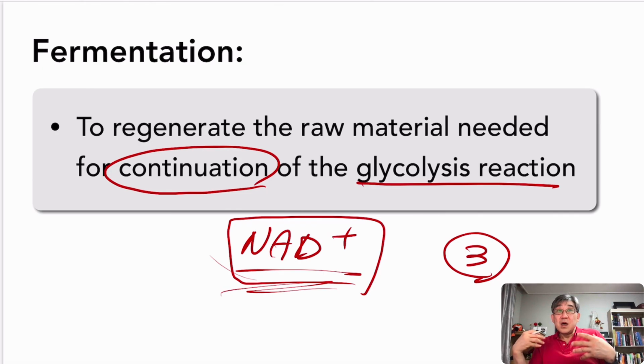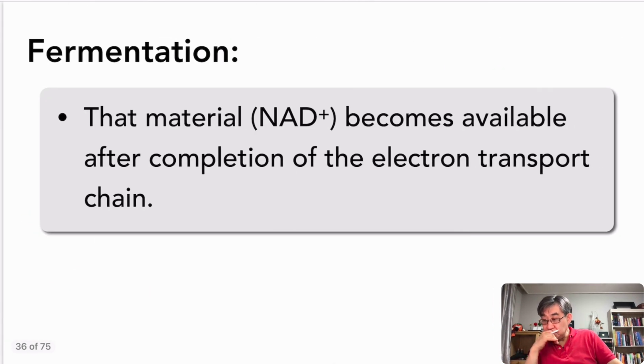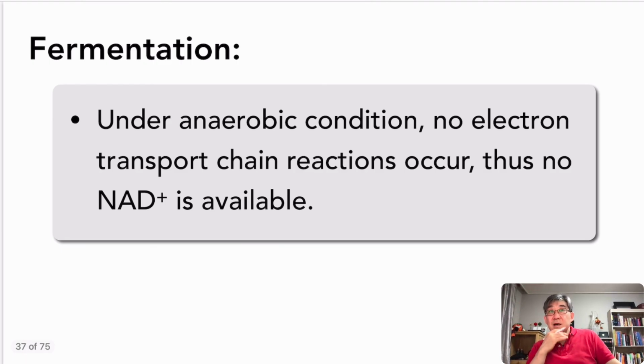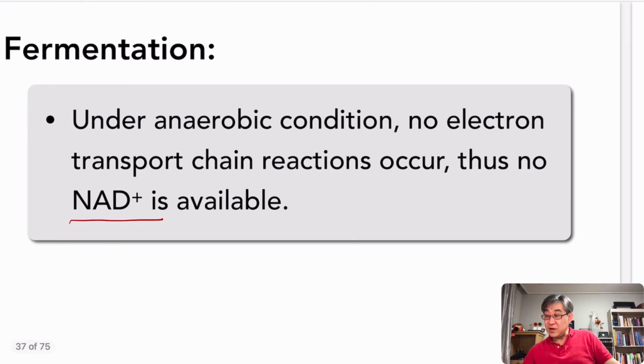You have to, because if you can't continue the glycolysis, then you are dead meat, so to speak. So whatever it takes, you have to do this, which is what has been observed as fermentation. NAD plus becomes available after completion of the electron transfer chain under the normal oxygen rich environment, but under anaerobic condition like this, no electron transfer chain reaction is happening, so no NAD plus is available.